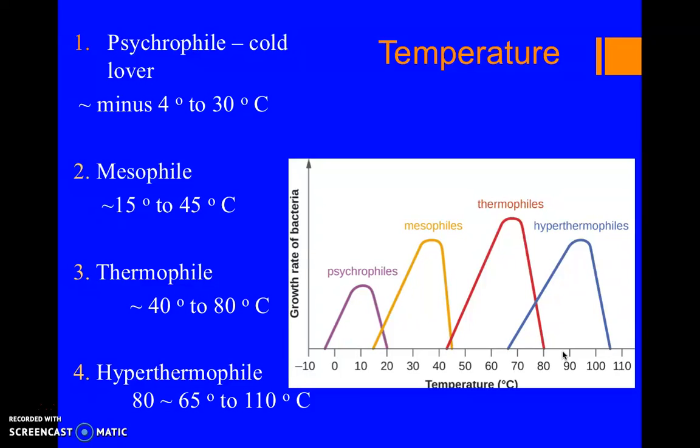This even includes the hyperthermophiles. The hyperthermophiles are different in terms of temperature tolerance than the thermophiles. The thermophiles live in really hot conditions, but the hyperthermophiles can grow in even temperatures that reach slightly above boiling water. So we have roughly 65 to 110 degrees Celsius temperatures for hyperthermophiles.